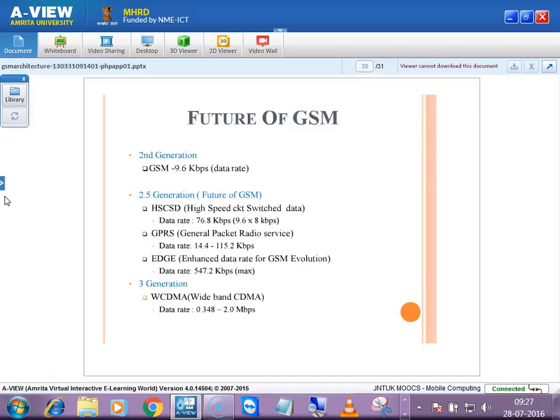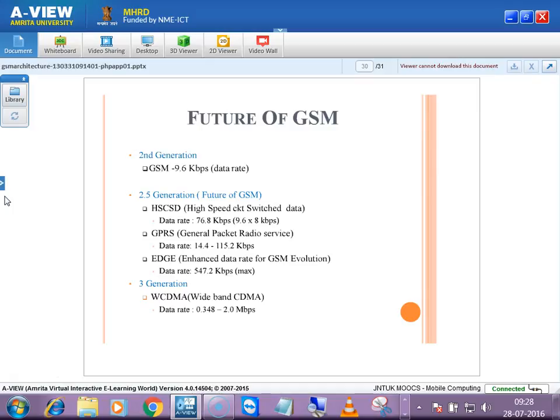So what happens? There is no bandwidth reserved for two persons. The packets can take any path, and after receiving them, the receiver will do some operations and rearrange the packets, and then they will be used. Because of this, the data rate is highly increased with the packet switching data network. The data rate has increased from 14.4 to 115.2 kbps. See, almost 10 times, right?